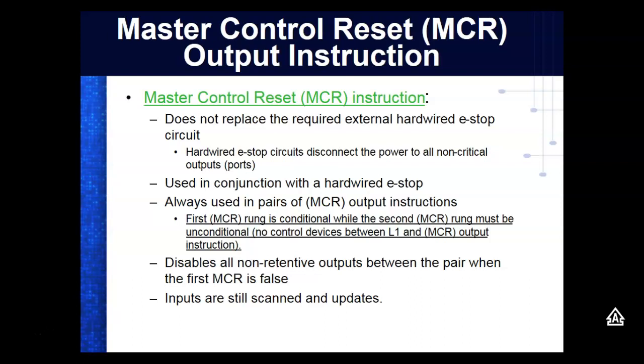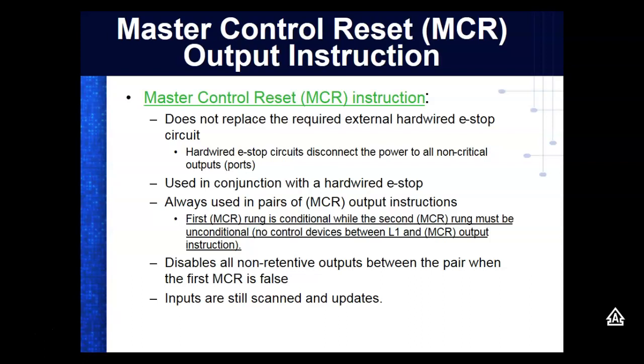So we don't replace an e-stop circuit. The start circuit's still going to be hardwired, used in conjunction with a hardwired e-stop. So what we could do with an MCR instruction is we could disable instructions, we could turn off outputs. So if we hit an e-stop, we could automatically turn off outputs that were life-threatening, right? You understand? We could still keep the critical outputs on and turn off non-critical outputs without clearing them or doing anything. So very powerful instruction.